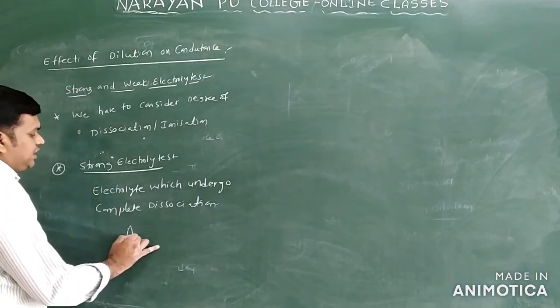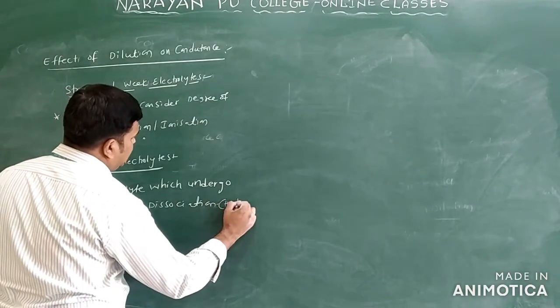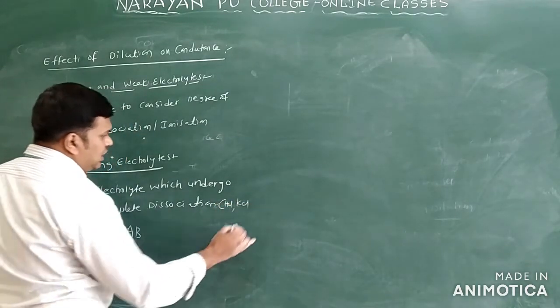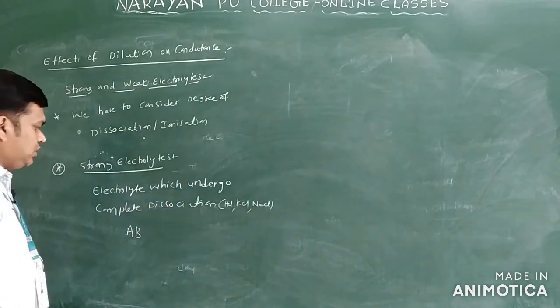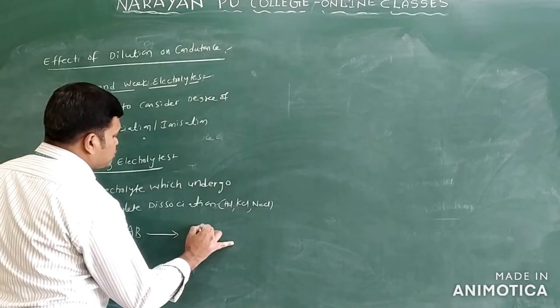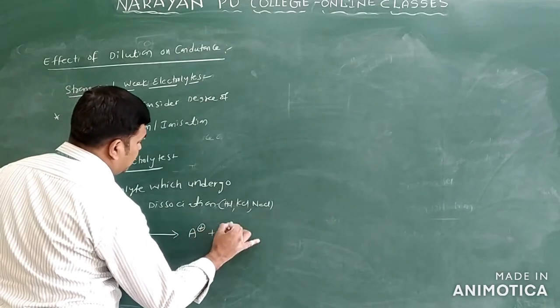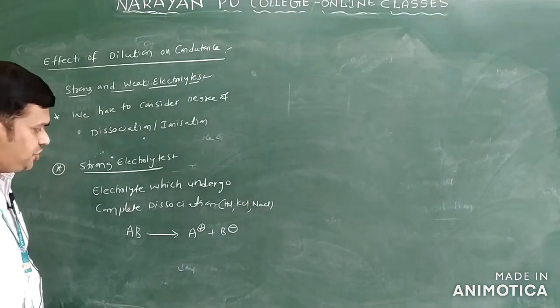Suppose I am taking an electrolyte AB, we can take any example. You can take a strong acid HCl, or you can take KCl, or NaCl. Like that you can take any strong electrolyte only. Suppose I am taking an AB electrolyte. This AB electrolyte can dissociate into A plus and B minus only. This undergoes complete dissociation.